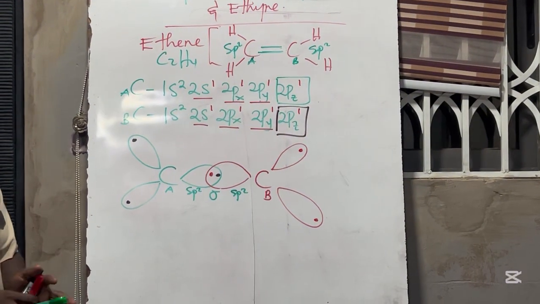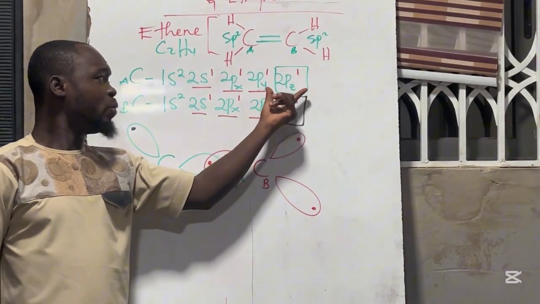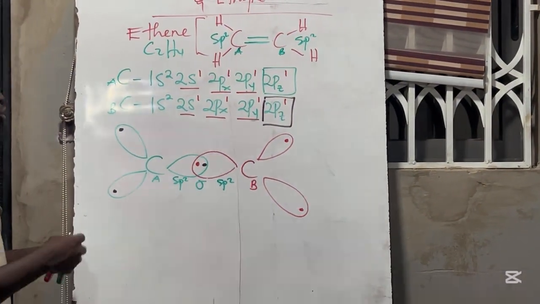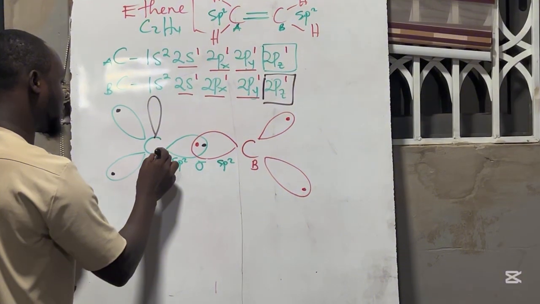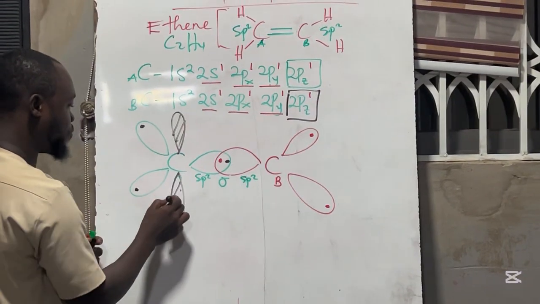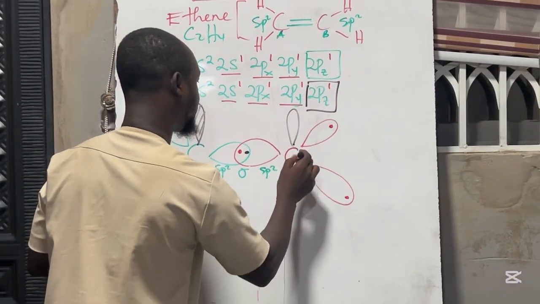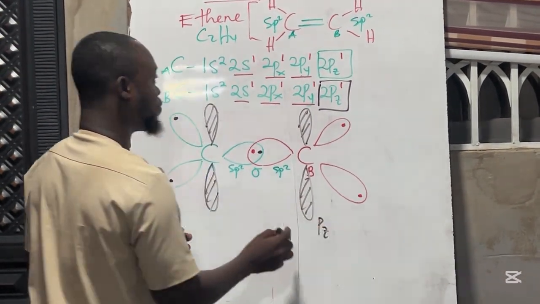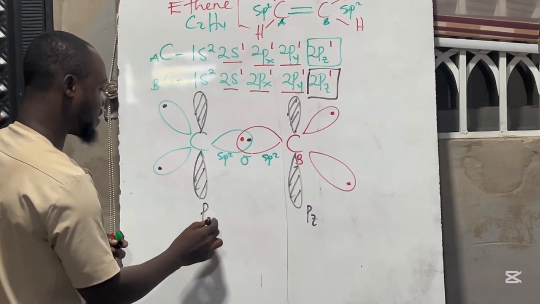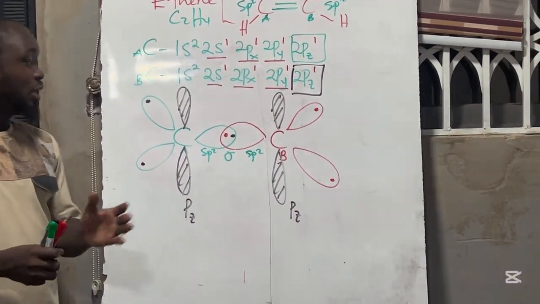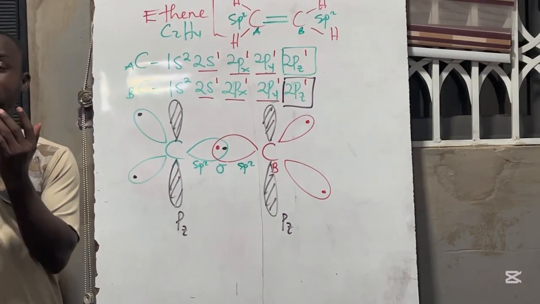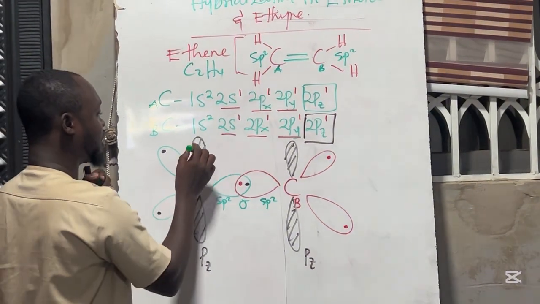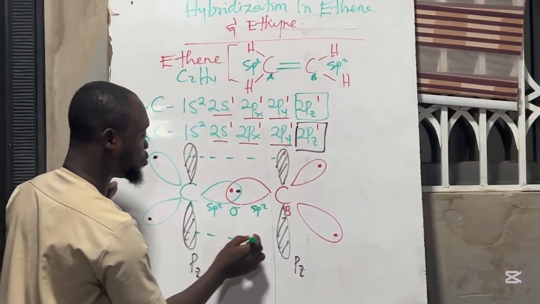Is that okay? Now, don't forget that we are left with the pz for each carbon atom in the excitation. So we are going to draw the isolated pz atomic orbital for both carbon atoms. So this is the pz for carbon B, and this is the pz for carbon A. These are p orbitals, and these p orbitals can overlap laterally. So there can be a lateral overlap between these two pz orbitals.